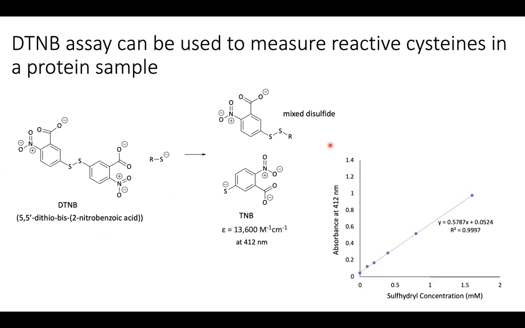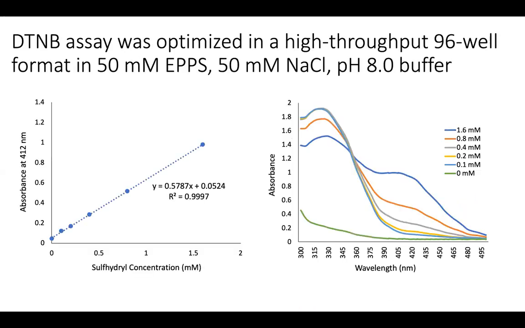You can then make a standard curve using just cysteine, and use this standard curve to calculate the number of reactive cysteine residues in your protein. I first optimized this assay in a high-throughput 96-well format to minimize the amount of protein I had to use in this new buffer condition I identified to optimize Keap1 stability in the assay. I was able to obtain a standard curve with a higher R squared value, as well as an absorbance spectra with the expected isosbestic point of this assay of 356 nanometers.